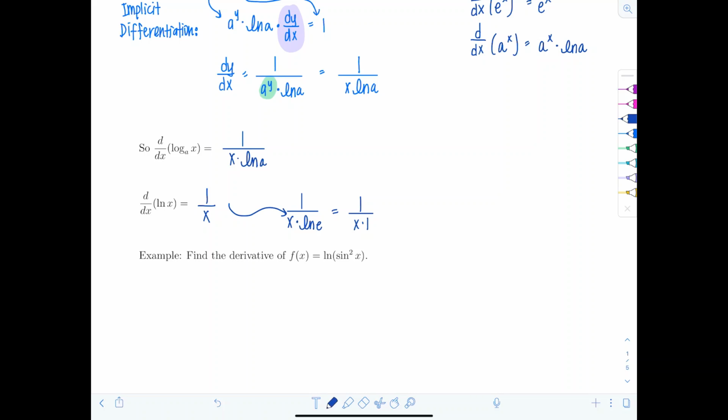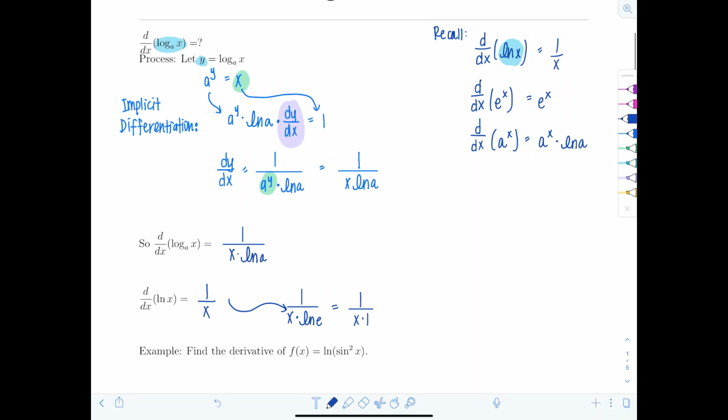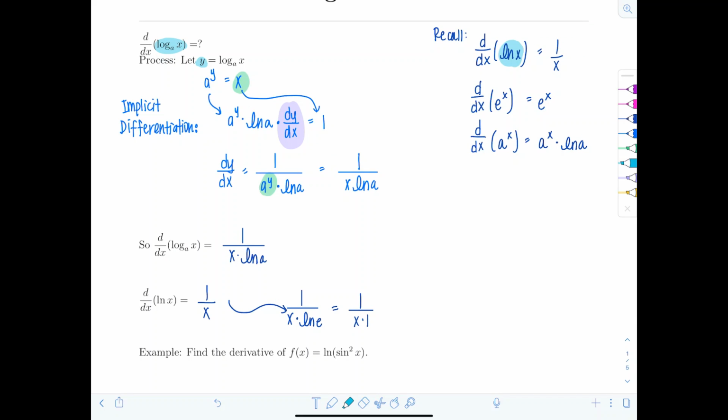Okay, so here's something that might help you remember the rule. When you're differentiating and the base is other than e, then you just multiply by ln of whatever the base is. That's if you're differentiating a to the x, or in the case of a logarithm, since the x is in the denominator, just put ln of a right next to it, okay?